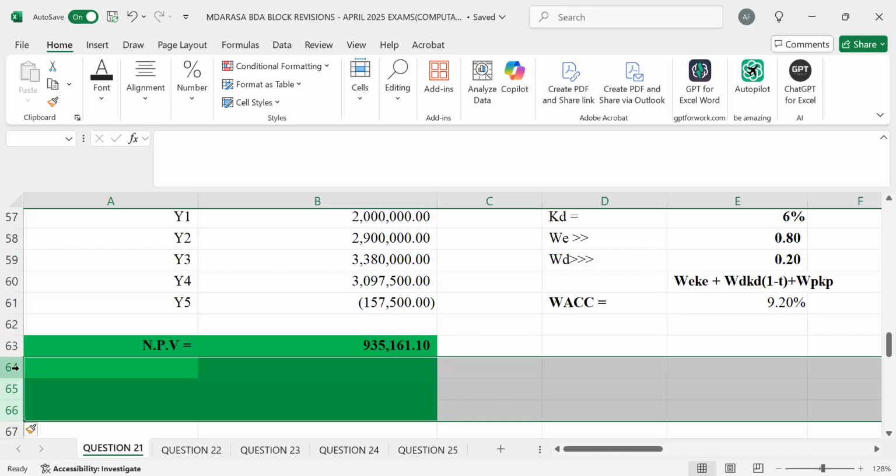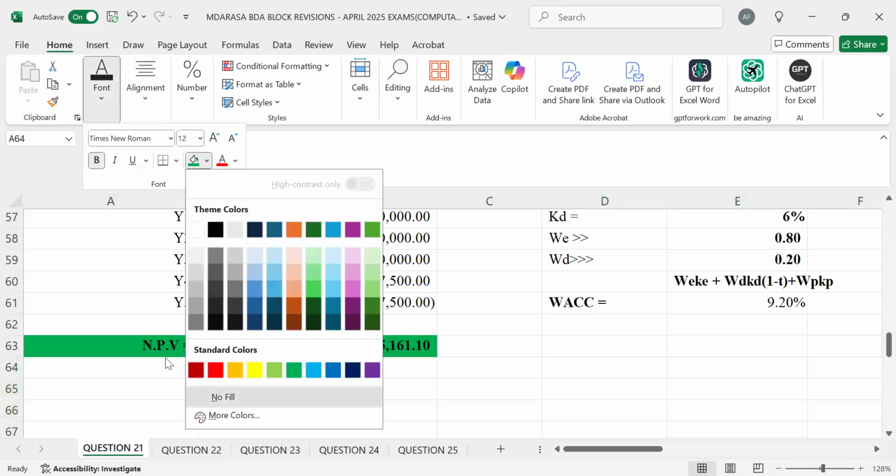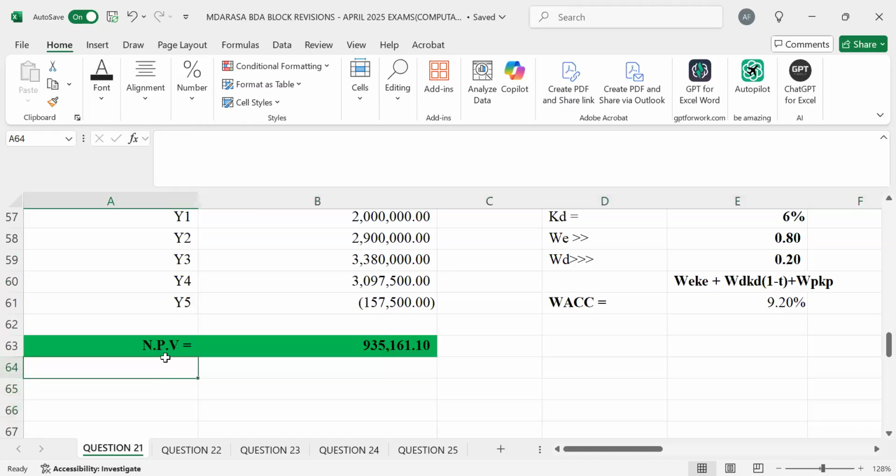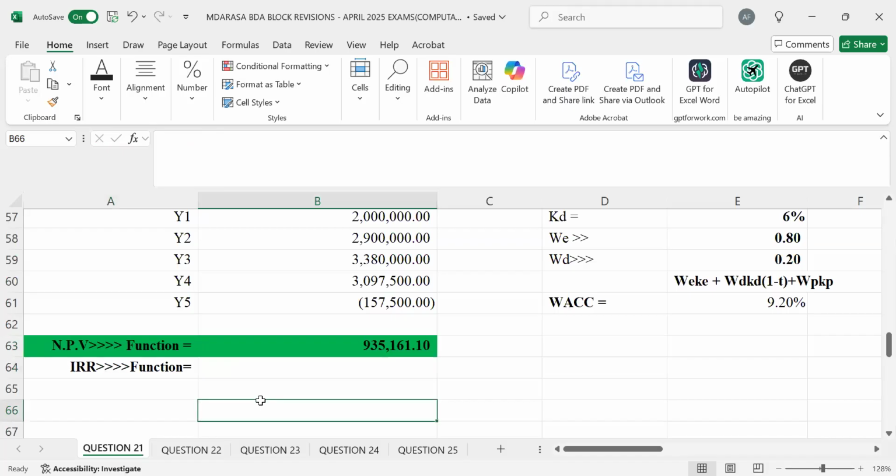The good examiner has also asked us to determine our IRR. So again, no need of struggling. So you want IRR? I was taught how to determine IRR without struggling. So we have IRR equal sign. In this case, come and show the examiner. Actually, in this case, you can always indicate that you're using the function. NPV function, IRR function is important.